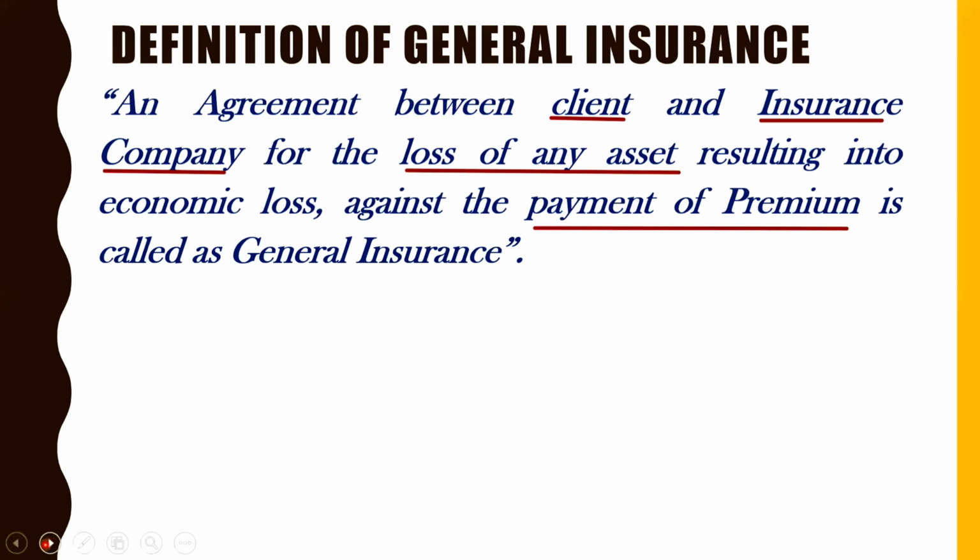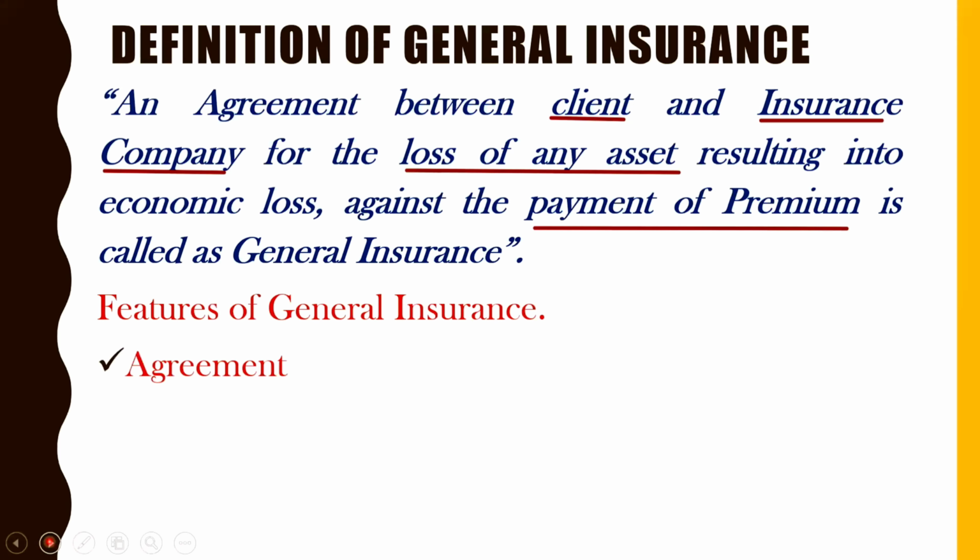So from this definition, a few characteristics are derived. Number one characteristic is that it is an agreement. It is an agreement because there are both parties, the client and the insurance company. In this case, the client will be called the insured, right? The term insured is applied for the client, and the insurance company will be called the insurer because they are promising that they will provide compensation for the loss of the asset.